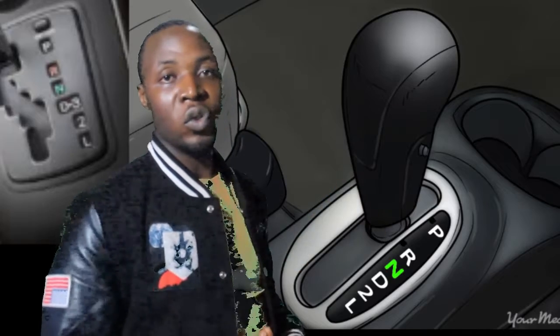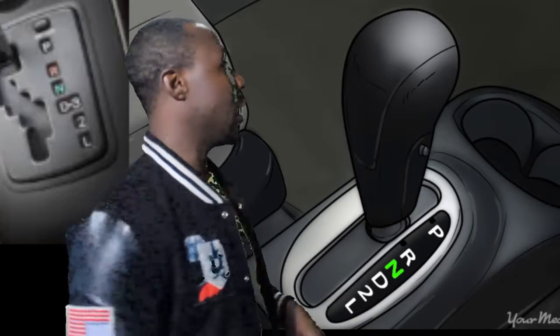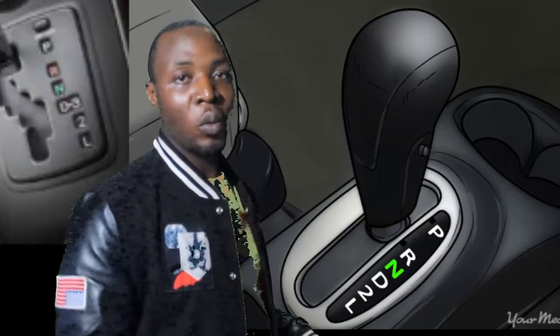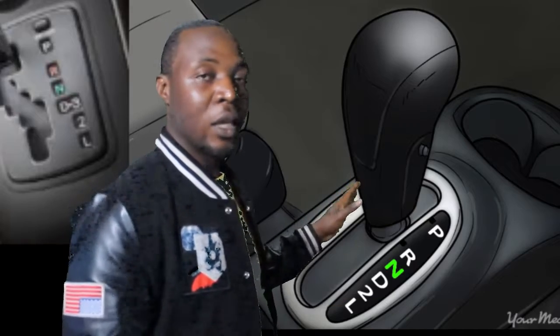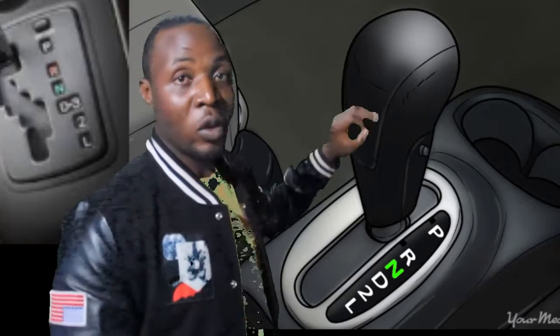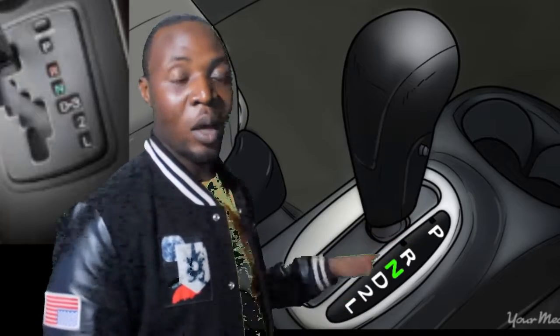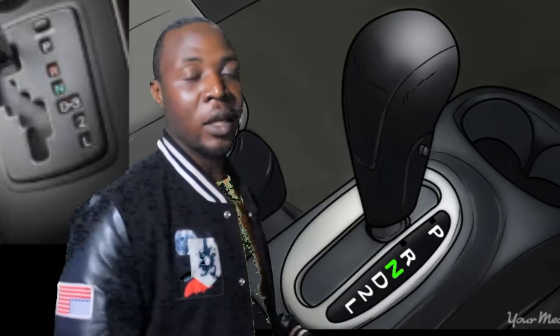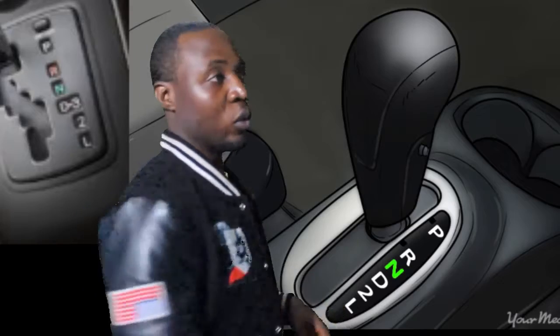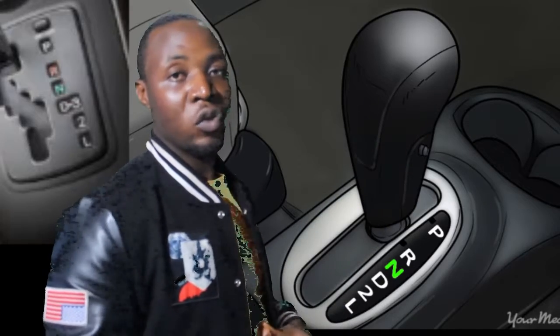N stands for neutral. In a manual car, if you want to neutralize the car, you clutch. But in an automatic car, there is no clutch. You just have to hold your brakes, then take the selector and go to N. N is neutral, which means that you have neutralized the car. It means that the car is free. In a manual car, you clutch and take the gear selector into the middle to neutralize the car.